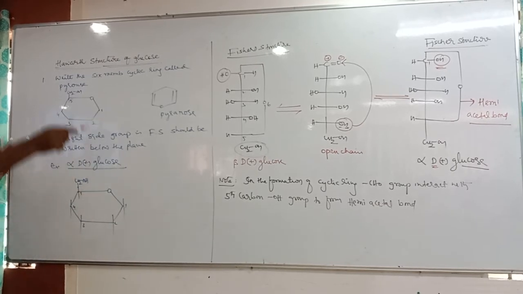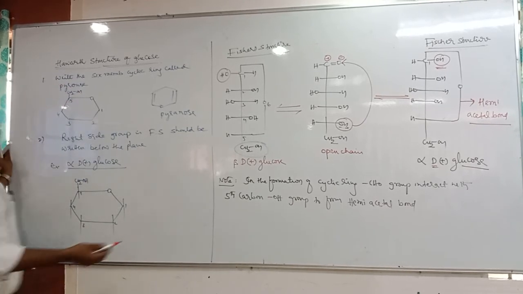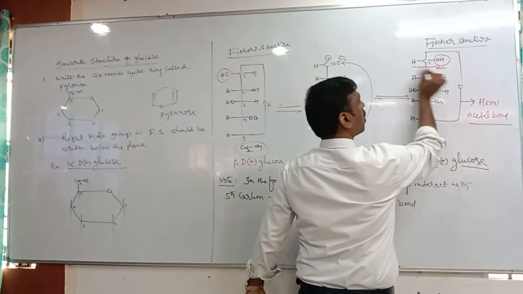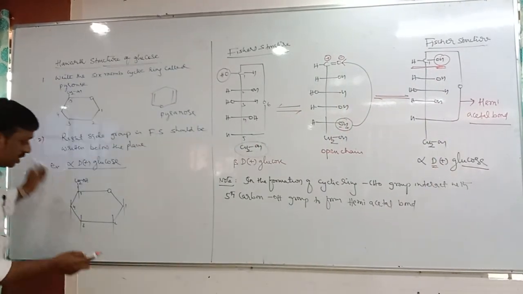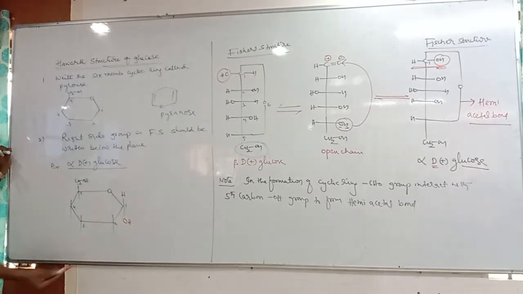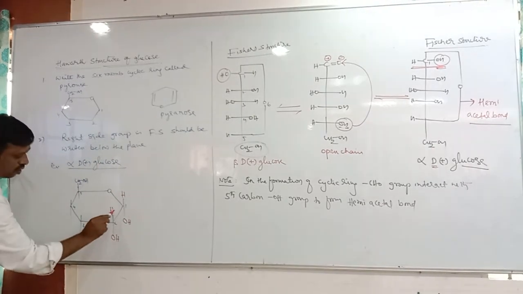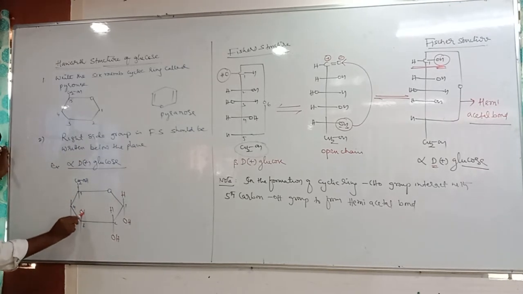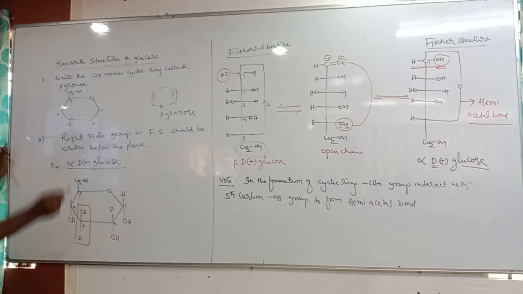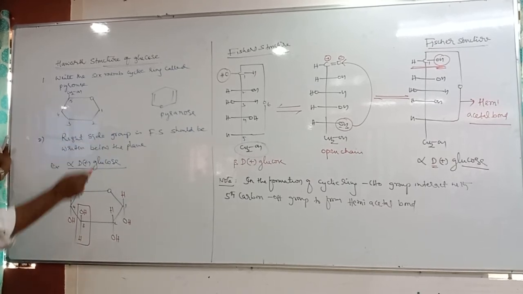Now the groups which are present on the right side should be below the plane. See the alpha: where is the first carbon OH? On the right side, so OH is below. If OH is below, H is above. Next, the second carbon OH is below. Third carbon OH is above because it is on the left side. Only this one changes, see. Next, the fourth carbon OH is on the right side, so below. The fifth carbon does not have OH, H is there.